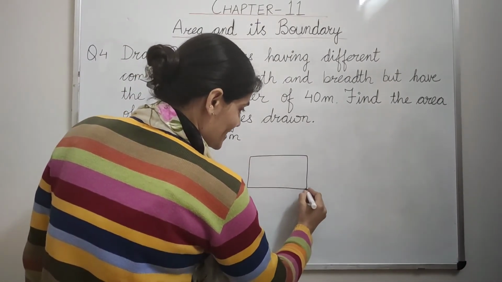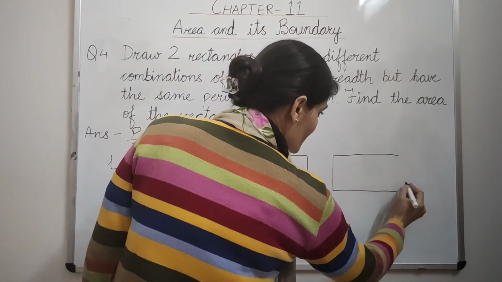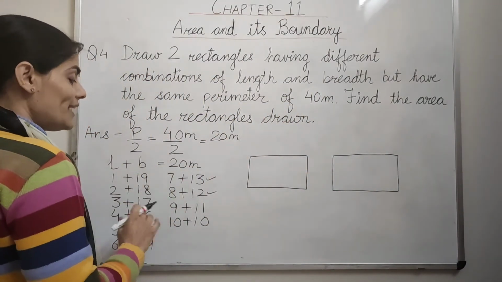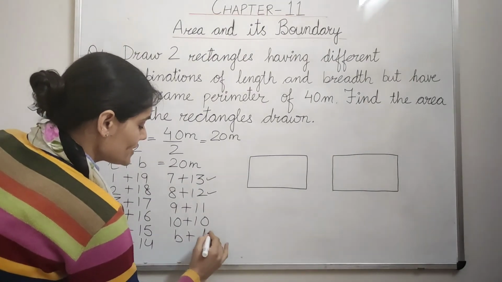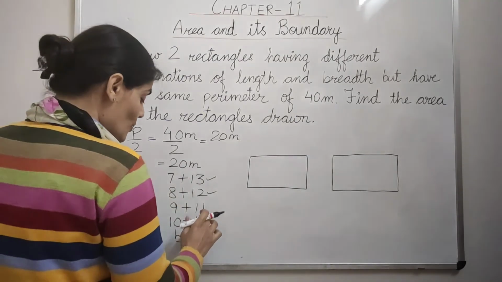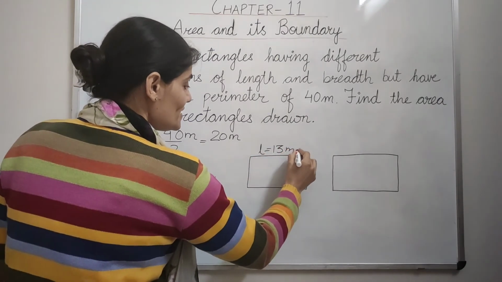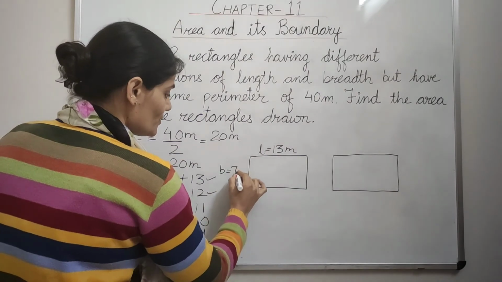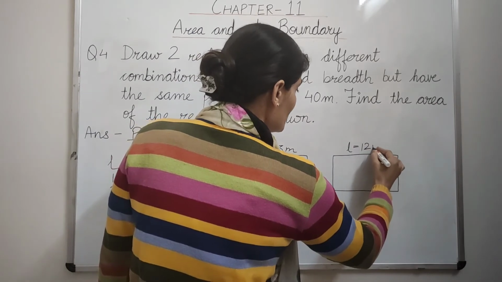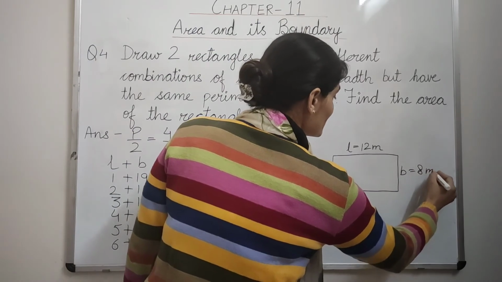These are the two rectangles I have drawn. Okay, we'll swap the bases, let's take this side as the length and this as the breadth. So, I've selected these two. I write length is equal to 13 meters and breadth is equal to 7 meters. And here I write length is equal to 12 meters and breadth is equal to 8 meters.